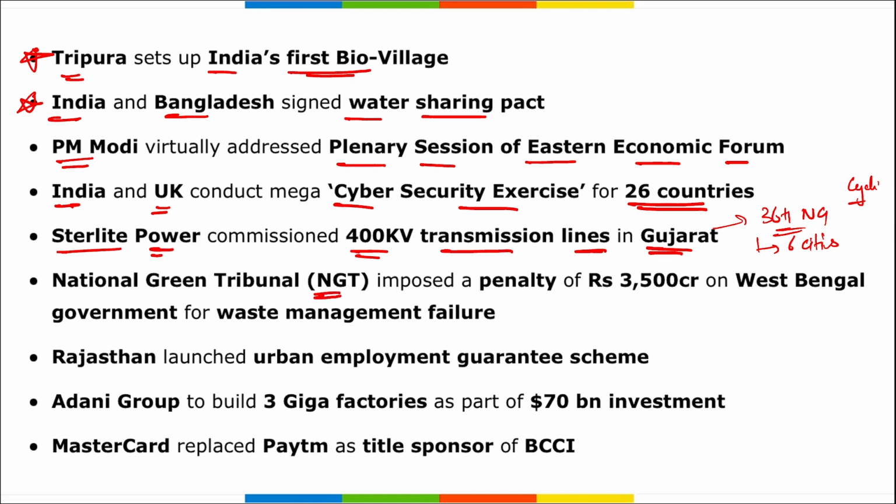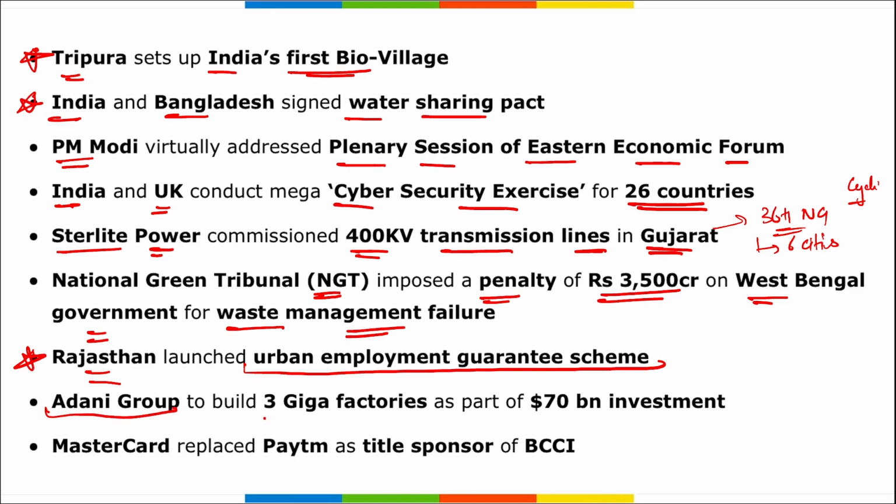National Green Tribunal, NGT, imposed a penalty of 3,500 crore rupees on the West Bengal government for waste management failure. Rajasthan has launched the Urban Employment Guarantee Scheme. Important, mark this. Adani Group to build 3 gigafactories as a part of a $70 billion investment. Mastercard has replaced Paytm as the title sponsor for BCCI. Important, take a note of this.